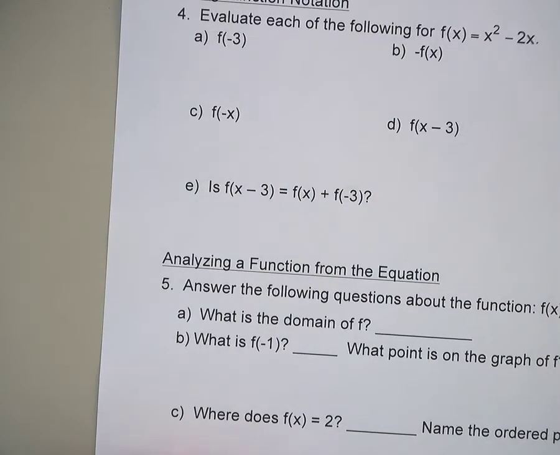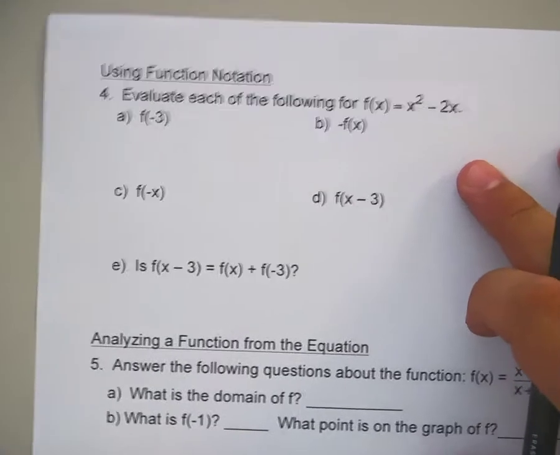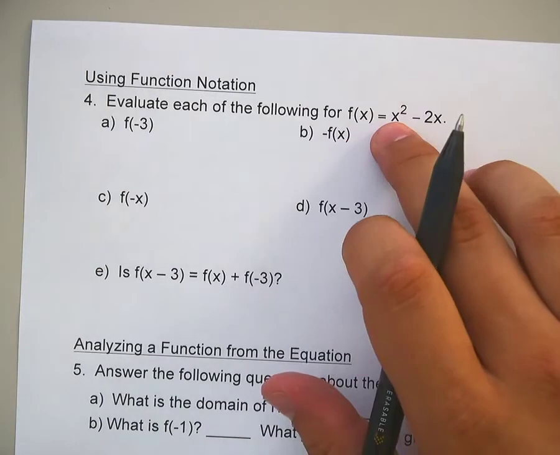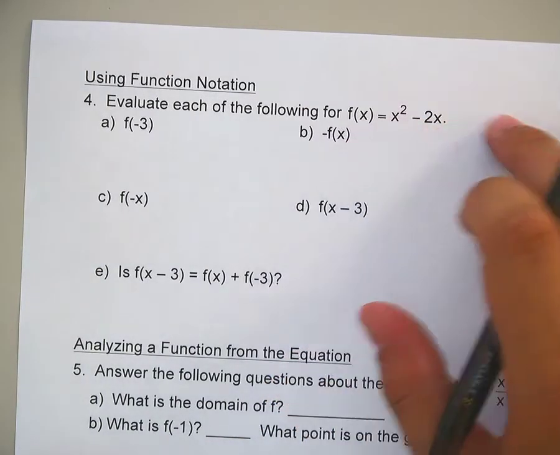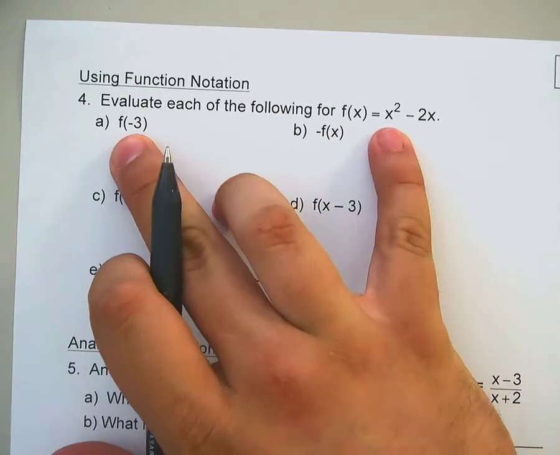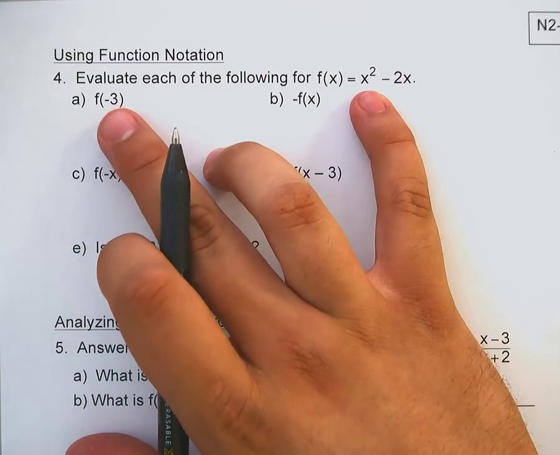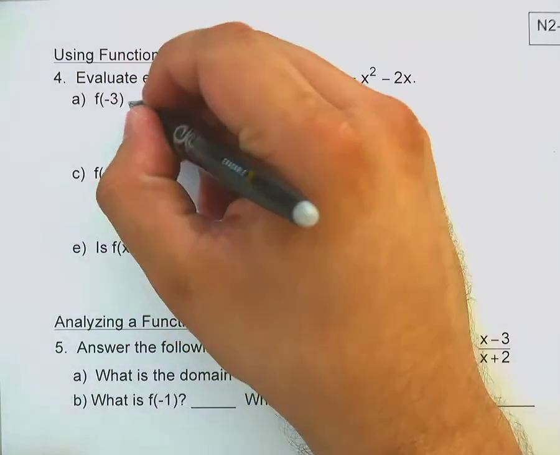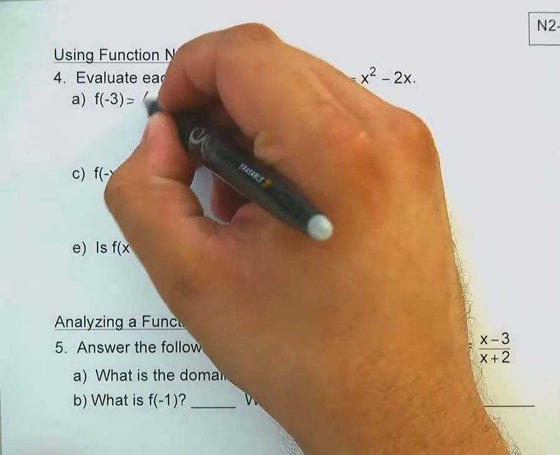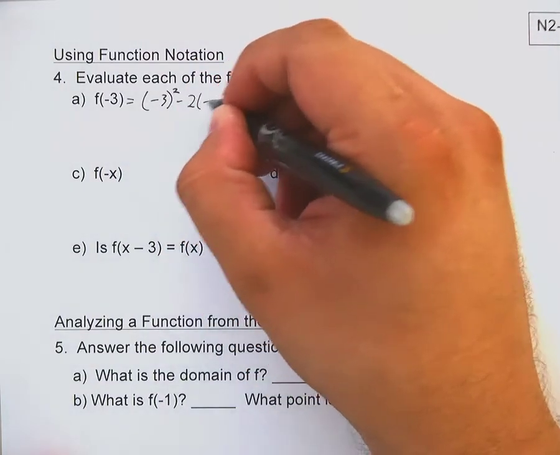Let's keep going. Getting this thing cranked out. This will be probably 11 minutes or so. Using function notation, f of x equals x squared minus 2x. Very simple. Whatever the value is in for x, you plug that in for x. Okay, whatever this value is, here it's negative 3. So I'm going to plug in, with parentheses, negative 3 squared minus 2 times negative 3.